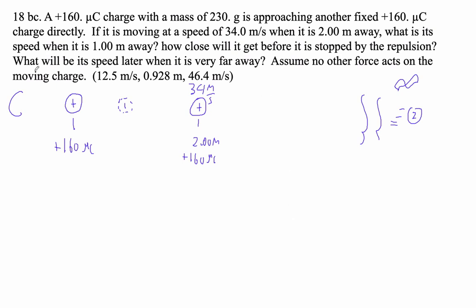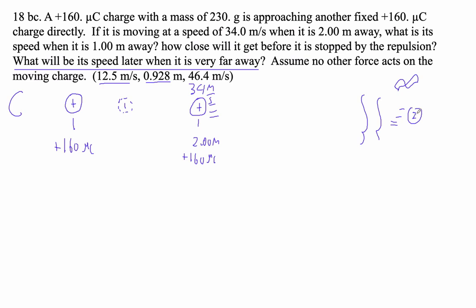All right, let's answer the last question: what is its speed when it's very far away? So let's look at this. In our first frame here, this thing is flying directly toward that charge, and we answered the question: when it's 1 meter away, it's going 12.5 meters per second. It'll get a little closer than 1 meter, but then the next thing it's going to do is fly back out here. And so we want to know how fast it is going later when it's farther away.